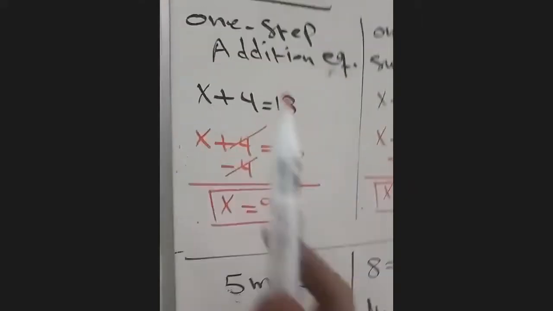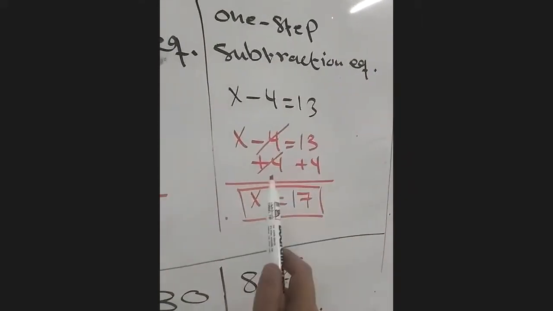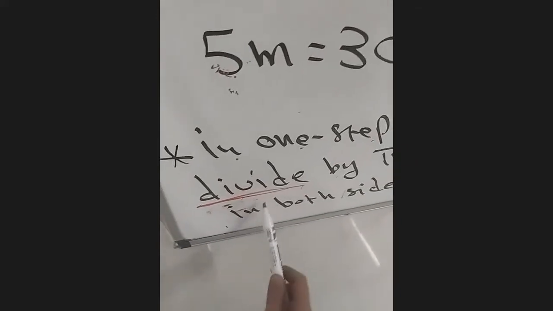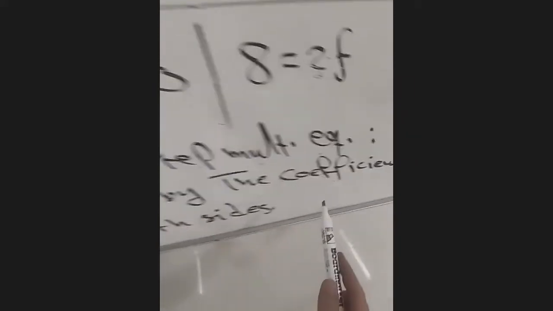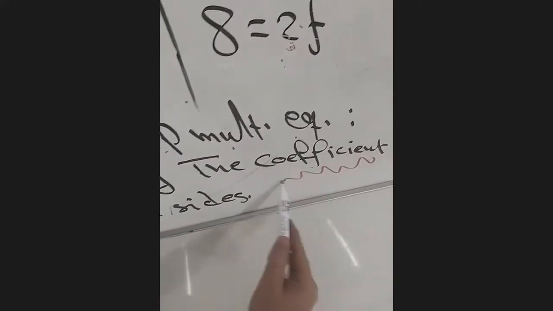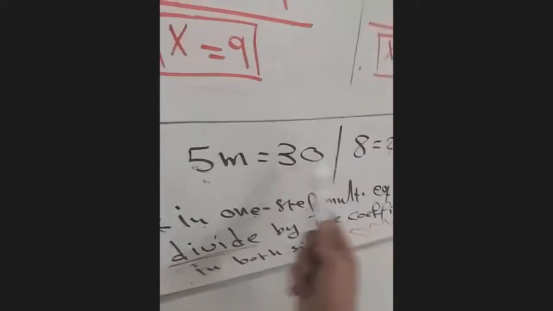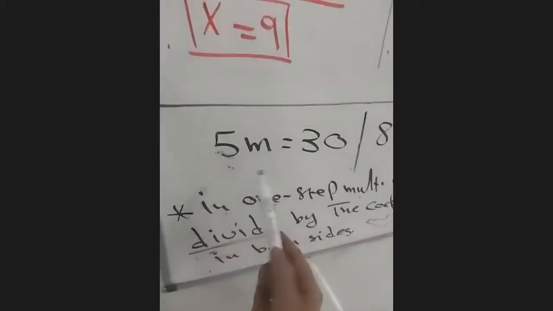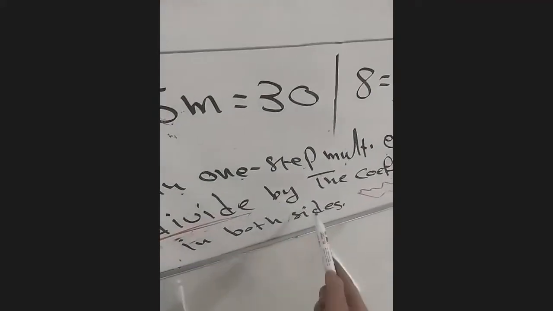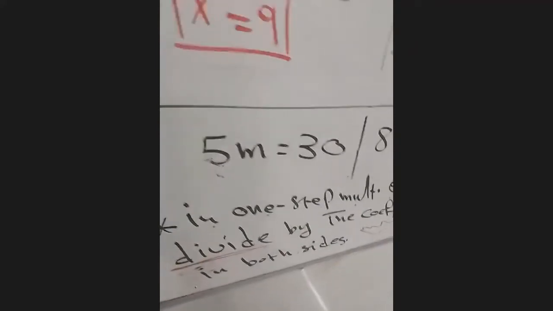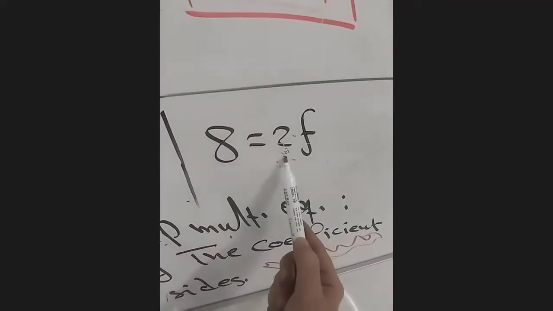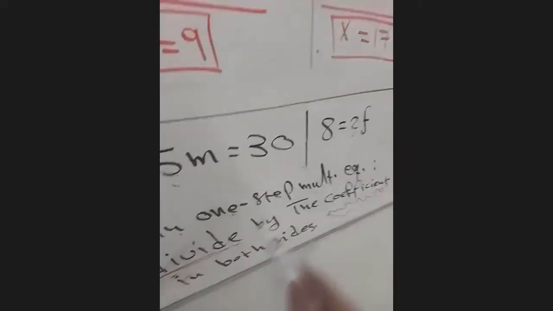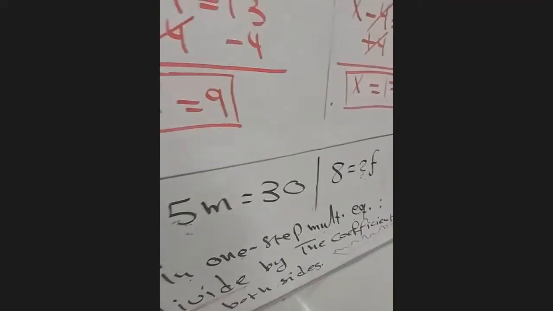So in addition, we do subtract. In subtraction, we do add. In multiplication, we will do what? Divide. But divide on what? On the coefficient. It's important. Where is the coefficient here? 5. Where is the coefficient here? 2. Here we divide on 5 both sides. Don't forget that. Here we divide on 2 both sides. Don't forget that. Let's solve these two equations.